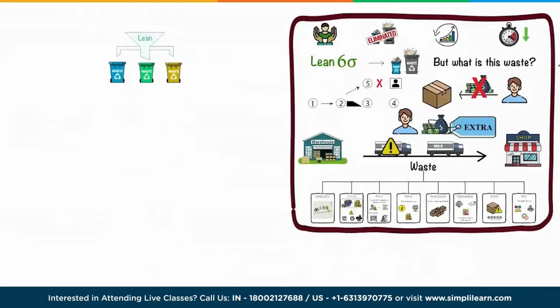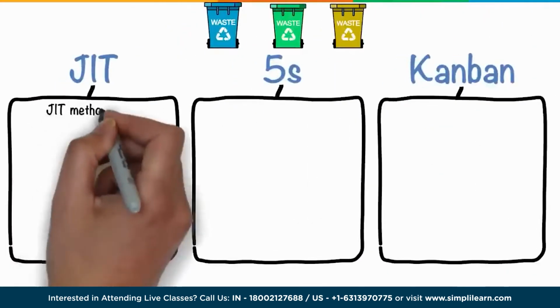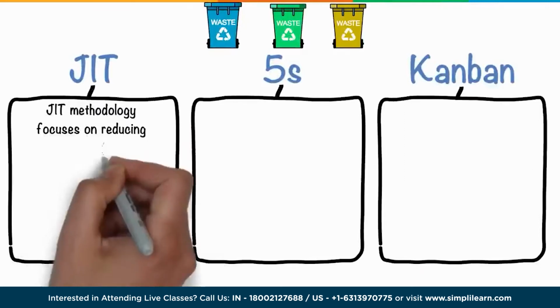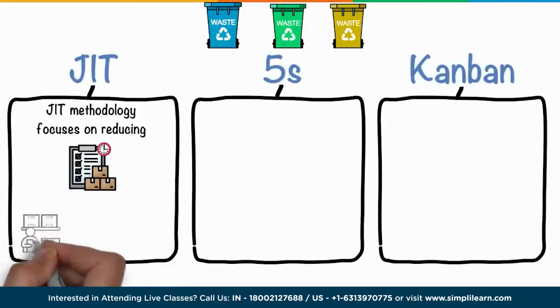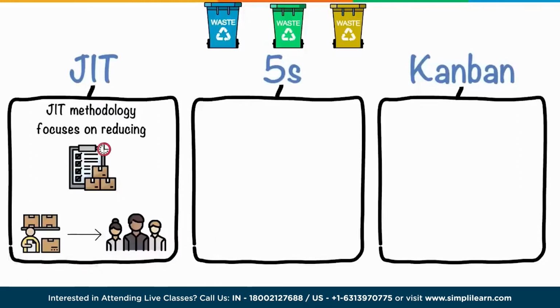For years now, many systems have emerged that use the Lean methodology to identify and handle the different kinds of waste. Some of the more popular and effective ones are JIT, or Just in Time, 5S, and Kanban. The JIT methodology focuses on reducing the amount of time the production system takes to provide an output, and the response time from suppliers to customers.